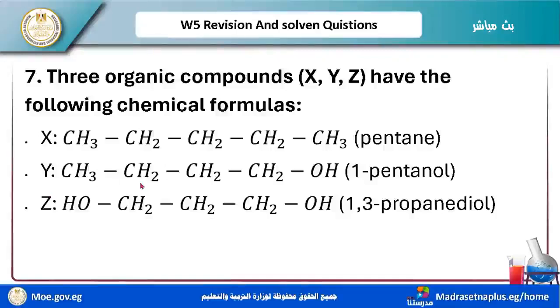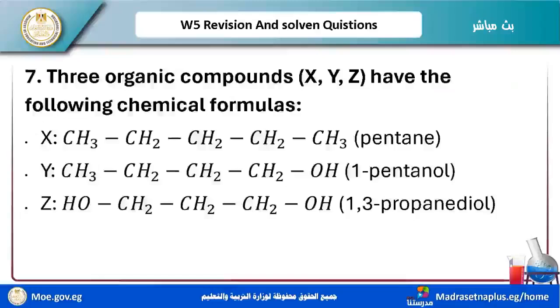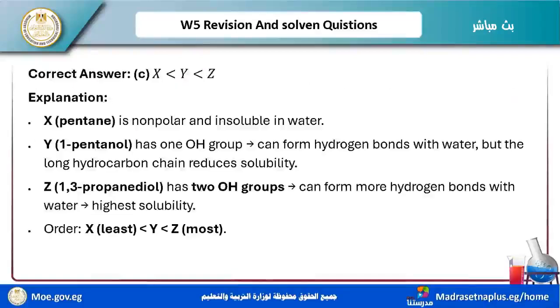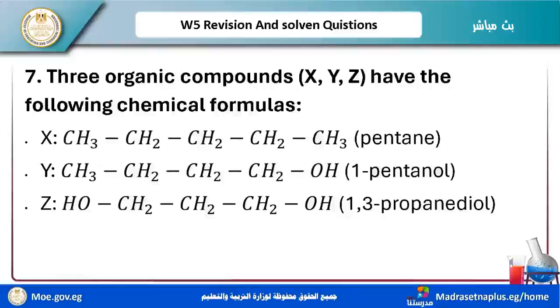Next, OH is a polar bond. We have 2 polar bonds. If you make ascending or descending arrangements, I have many examples to illustrate the difference between X, Y, and Z. Z is more soluble because it has 2 OH, Y has 1 OH, and the other is X. The correct answer is C, X less than Y less than Z.